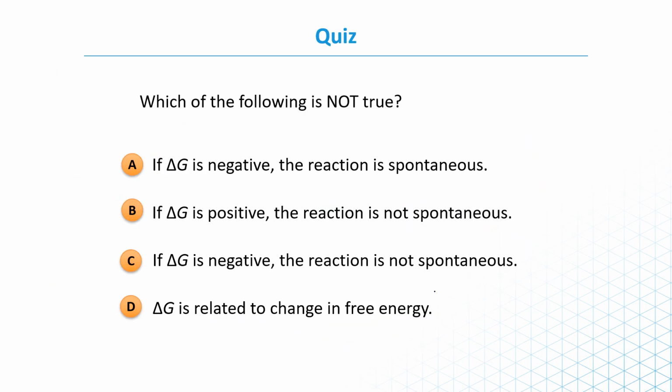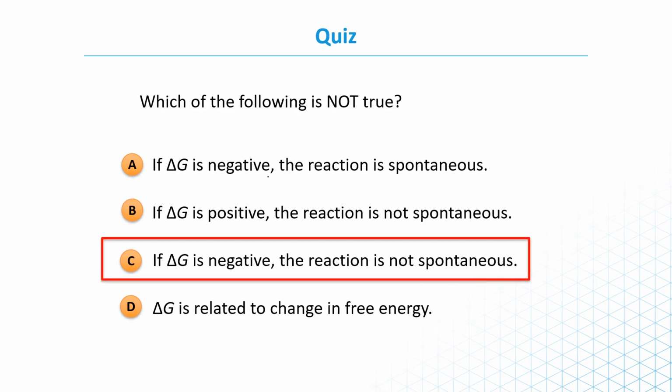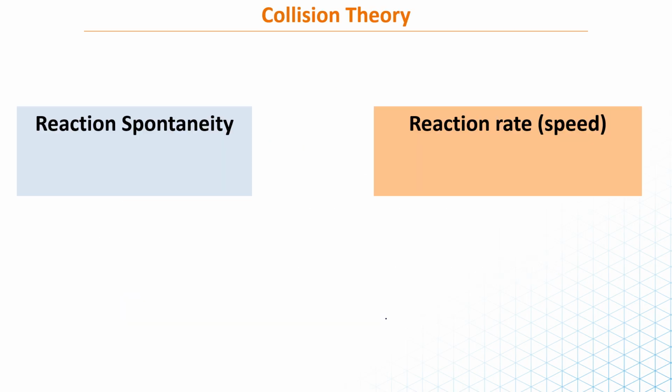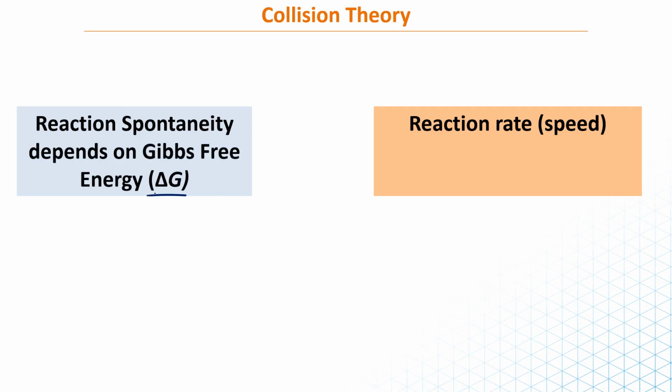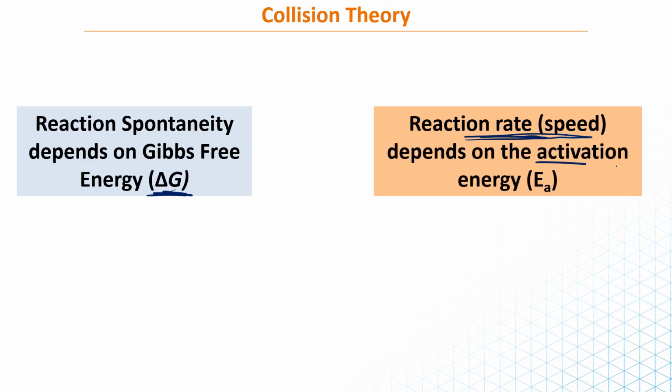Okay. So which of the following is not true? Stop the video and come back. Of course, it's going to be this one, because delta G, if the delta G is negative, the reaction is spontaneous. So this is wrong, because they ask about not true. Now, when we talk about reaction spontaneity, it depends on delta G. When we talk about reaction speed or rate, what does it depend on? Which energy? It depends on the activation energy, the EA, okay, which we talked about in the previous slides. Very important that we differentiate between these two.